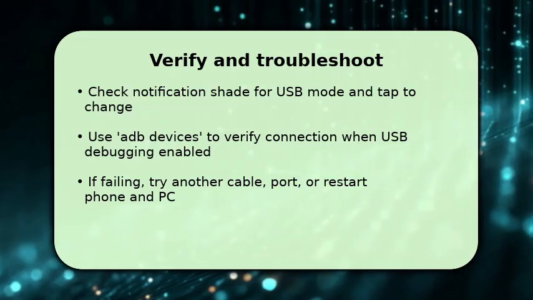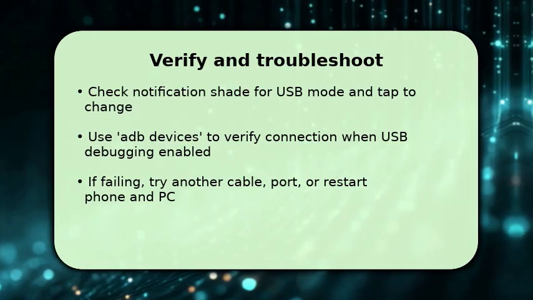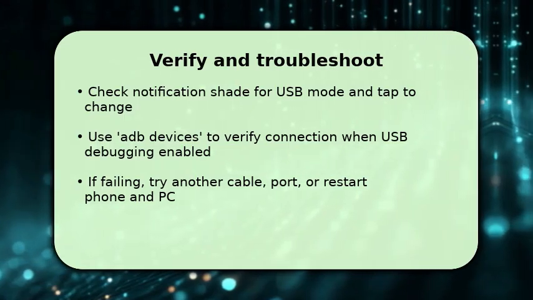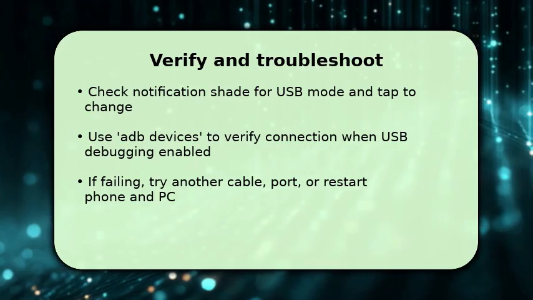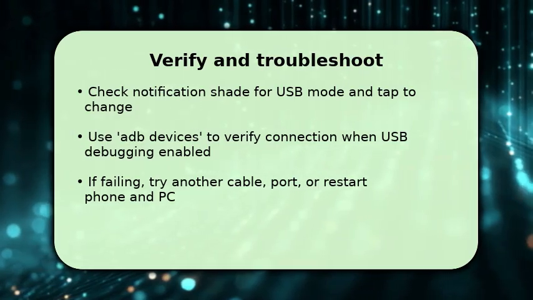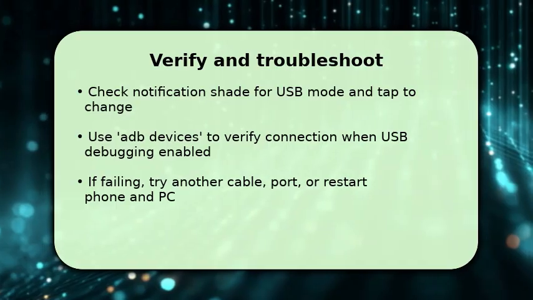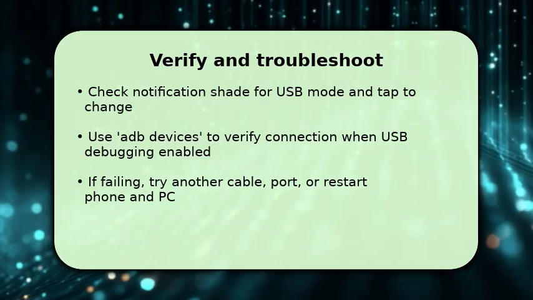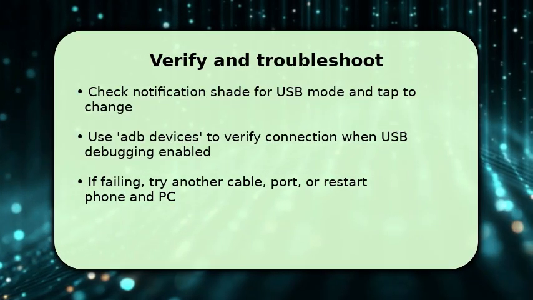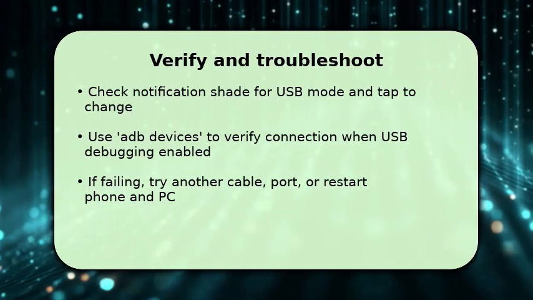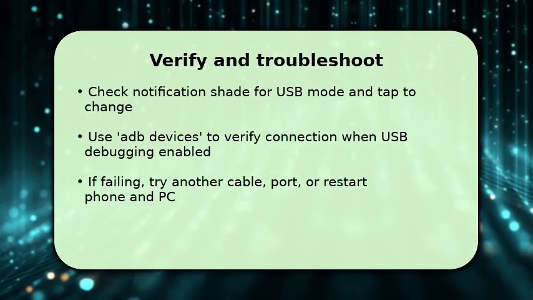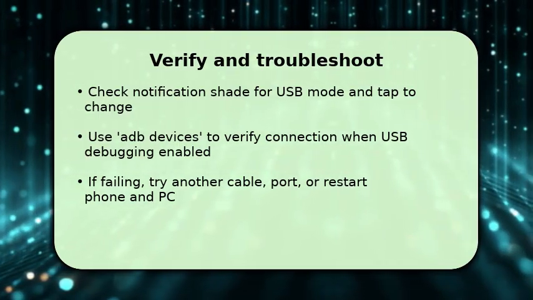If you enabled USB debugging, run adb devices on your computer to confirm the phone appears. That proves the drivers and authorization are correct. If the device is not recognized, make sure to try a different USB cable and port, reboot both devices, and reauthorize the computer on the phone. These steps fix most connectivity issues quickly and reliably.